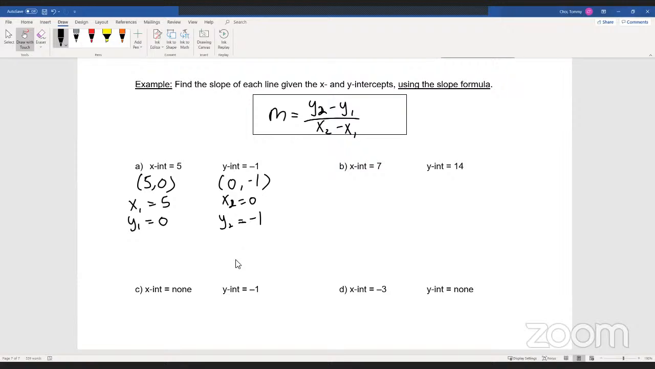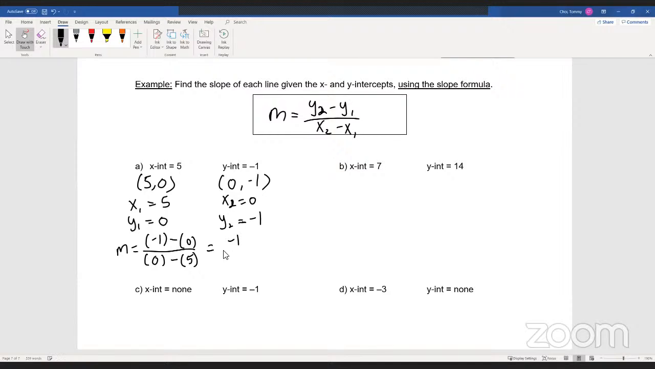Right? So at the end of the day, whenever we have to solve for a slope, we always want to write down the coordinates of our 2 points and then identify the 4 important pieces of information, x1, y1, x2, y2. Once we get those 4 pieces of information down, we can then plug it into our formula. And so we get y2 is -1, y1 is 0, x2 is 0, and x1 is 5.